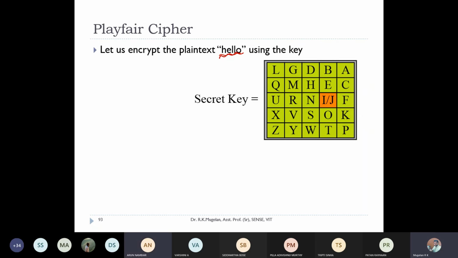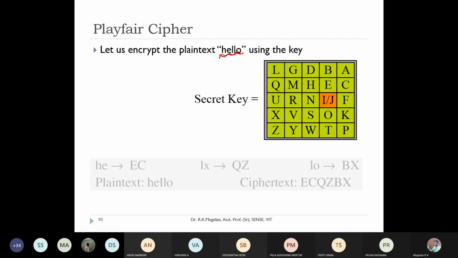Sir, ECQZBX. Yes, yes. You just post it in the chat box so that everyone can know. I think your answer is correct. Is this what you're getting, Arun? ECQ is a PS? Yes, sir. Okay, perfect. Thank you.